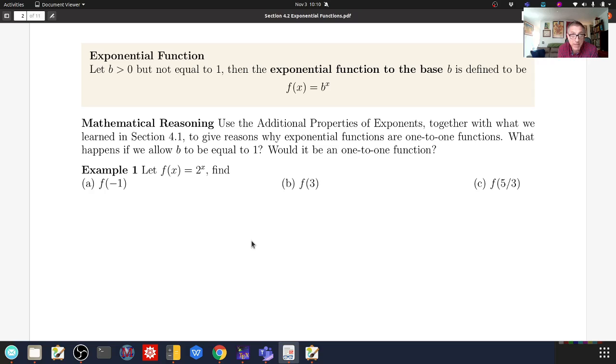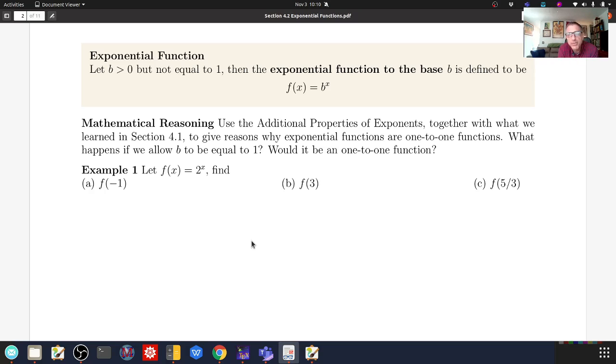So here's some mathematical reasoning. This has a high chance of being on your next exam. Use the additional properties of exponents. All of our properties of exponents hold, together with what we learned in section 4.1, to give reasons why exponential functions are one-to-one functions. Well, that's literally already answered for you if you've been listening carefully to this lecture.